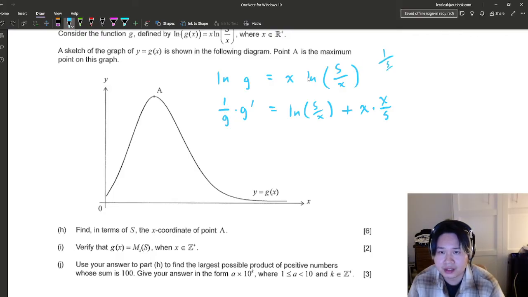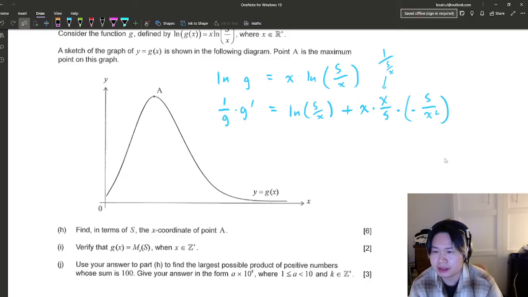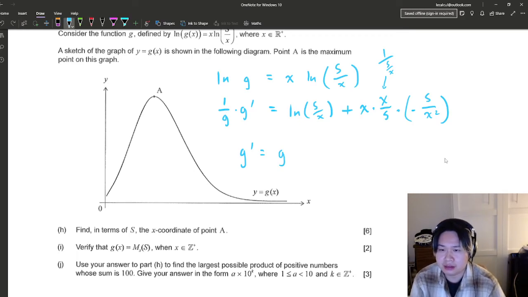This is 1 over s over x, right? And then we got a chain rule with the derivative of this. So that's just going to be negative x squared over s. Okay. And then we're going to multiply the g over. So now we have g, and then this is going to be natural log.